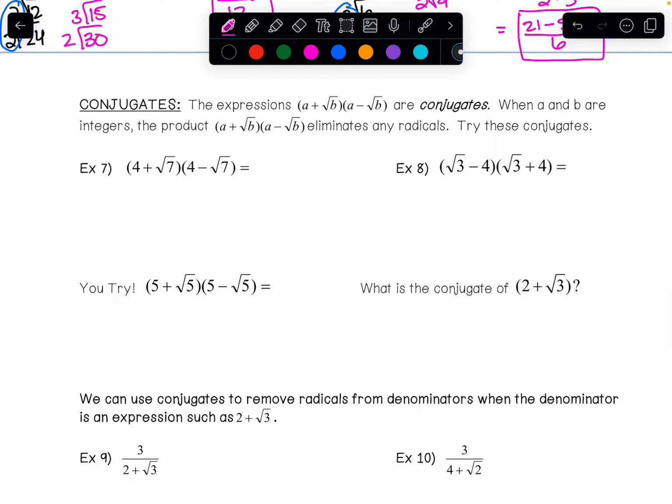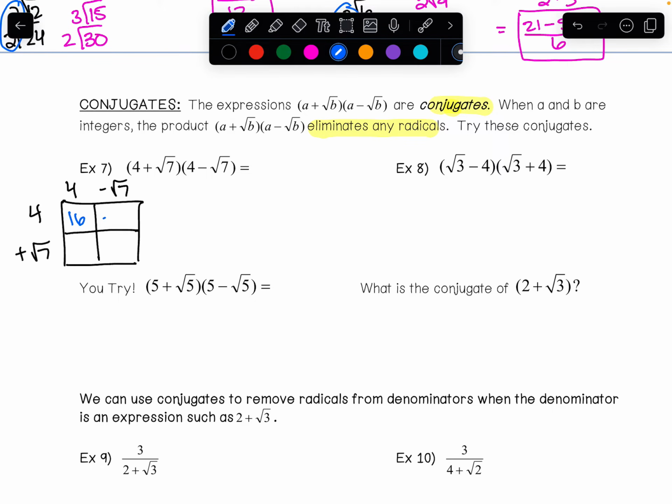Moving on to conjugates. The expression a plus the square root of b times a minus the square root of b are conjugates. When a and b are integers, the product a plus the square root of b times a minus the square root of b eliminates any radicals. Try these conjugates. So on example 7, we have 4 plus the square root of 7 times 4 minus the square root of 7. When you have 2 terms being multiplied by 2 terms, this is when we have been using the area model. 4 times 4 is 16.